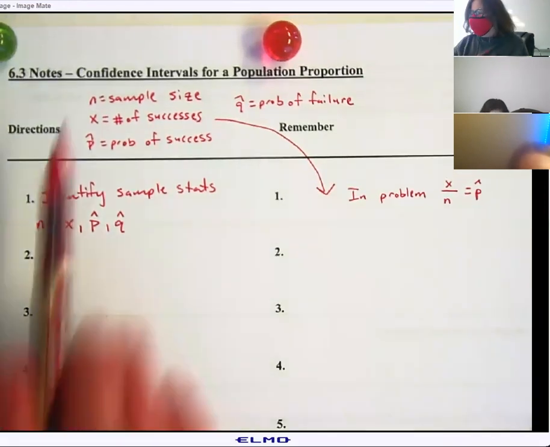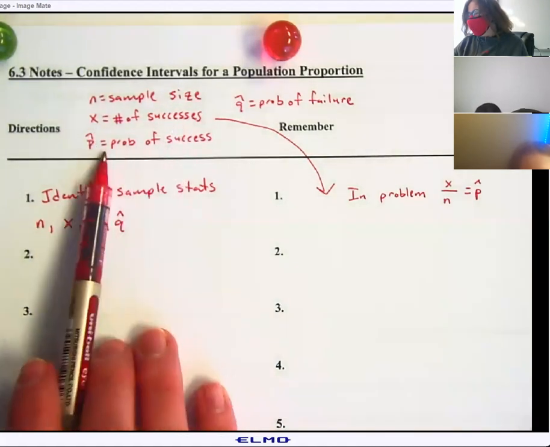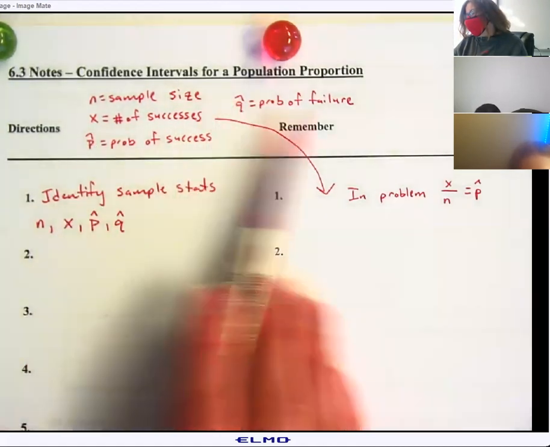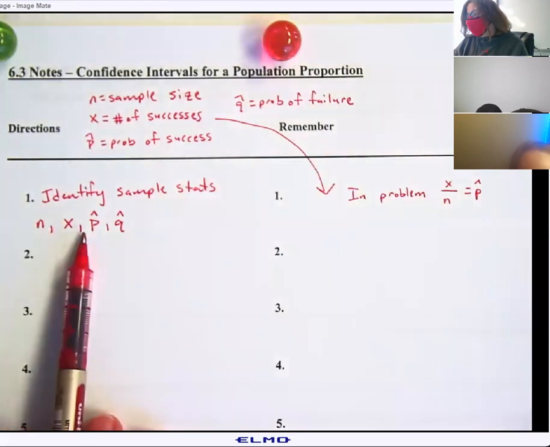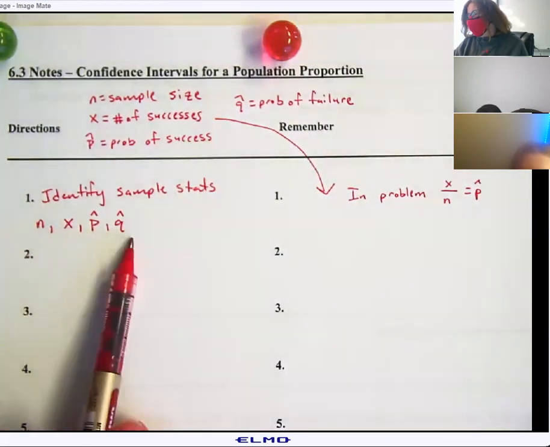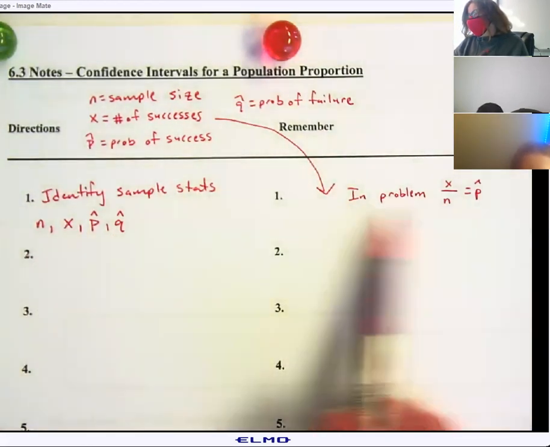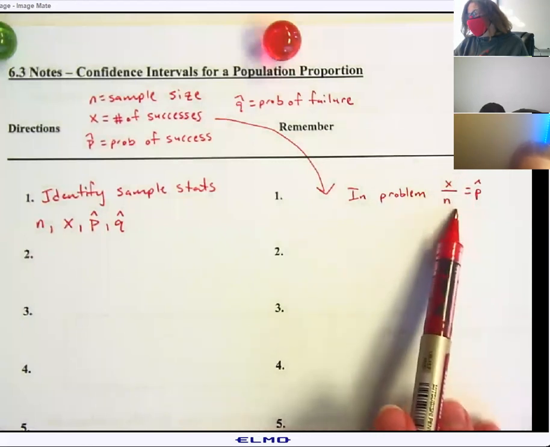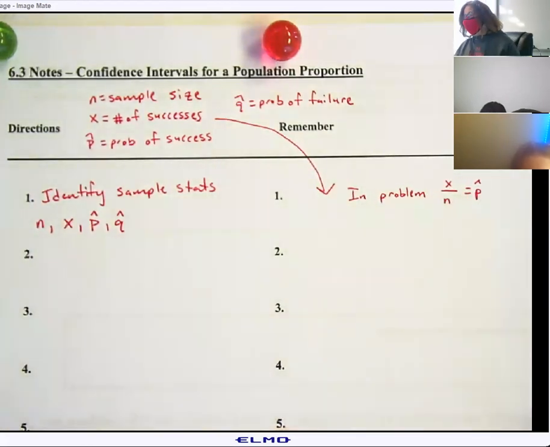So far we have N is the sample size, X is the number of successes, P hat is the probability of success, Q hat is the probability of failure. First step is to identify all your sample stats that you need. Most of the time this stuff is in the problem, but sometimes you have to take X divided by N to figure out what P hat is. And yes, it is P hat.